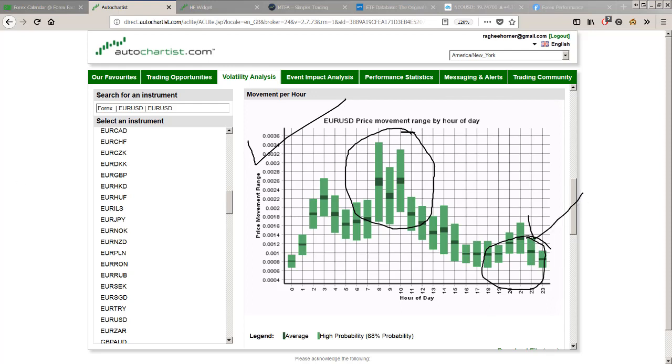Okay, that's how you can prevent getting shaken out of trades. And that's also how you can manage trades that are moving against you without panic.